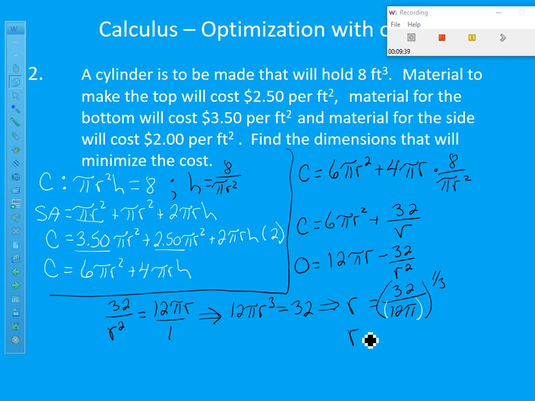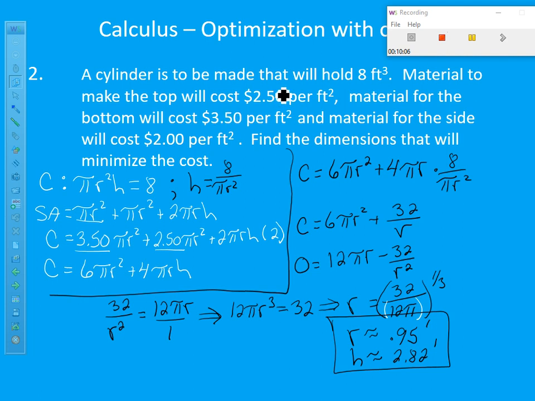And if you do that correctly, you might grab your calculator and make sure you're going to get r to be about 0.95 of a foot. Now, of course, now I need the height, so let's take that 0.95 and run it right back into there. And if you do that, you're going to get your height to be about 2.82.